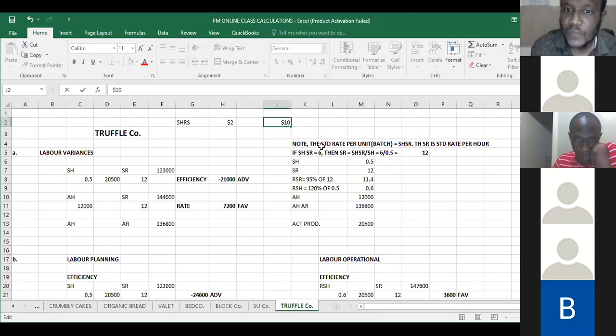So if they've given you a standard rate per batch or a standard rate per unit, that's the standard hour standard rate. So if you carry this 10, it means you're going to do standard hour standard rate as 12, and then you only multiply by actual production. You will not put the 0.5 again.